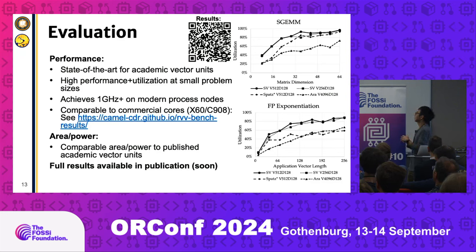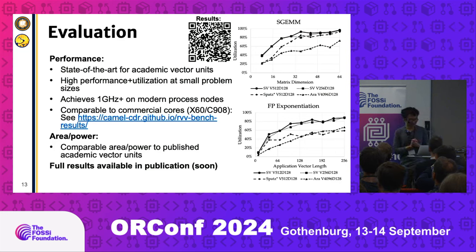In terms of frequency, we can achieve the standard 1 GHz for an open source RTL design. And even compared to commercial systems, I think a member of the community actually took to benchmarking Saturn and comparing some of the results to the X60 and C908 commercial vector units. Saturn can achieve comparable results as well. And notably, I think Saturn can achieve good performance on these really small problem sizes, which is an area where I think a lot of vector units struggle with.